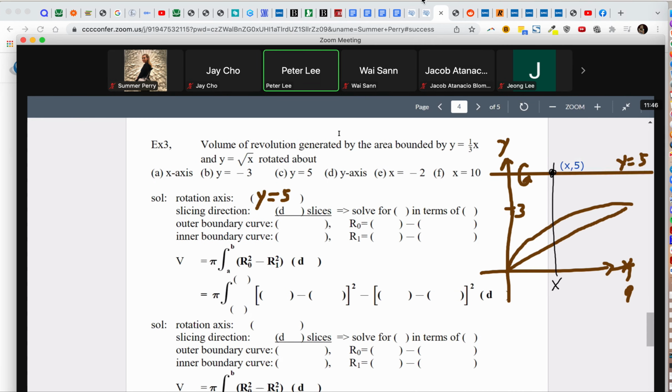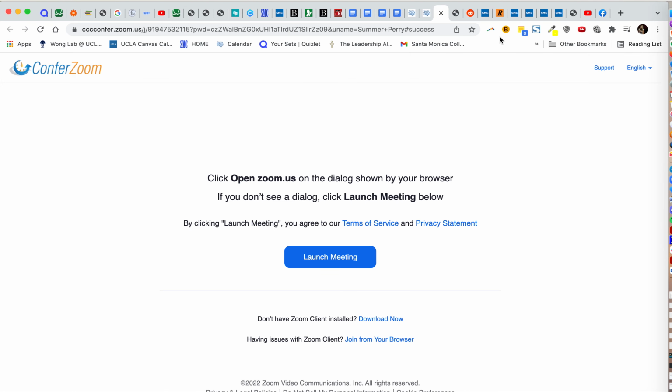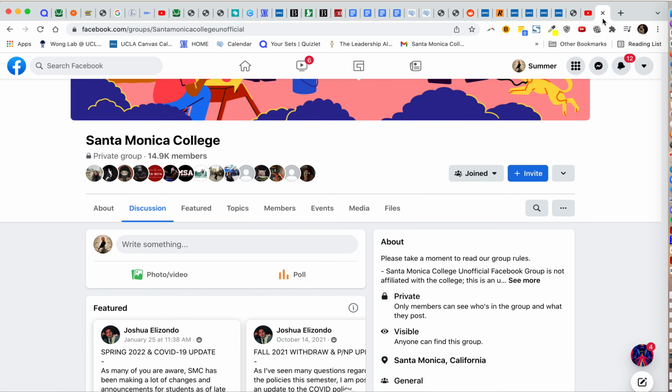What is that point over there? What is this point over here? That point is going to be x comma square root of x. Note that everything has to be written in terms of x, because this is dx slicing.